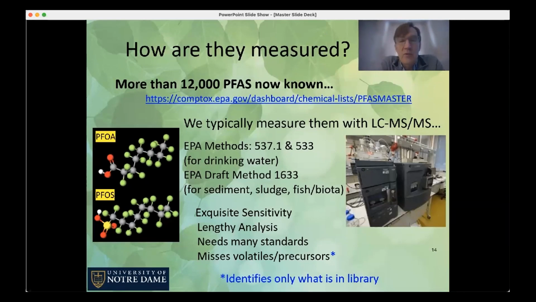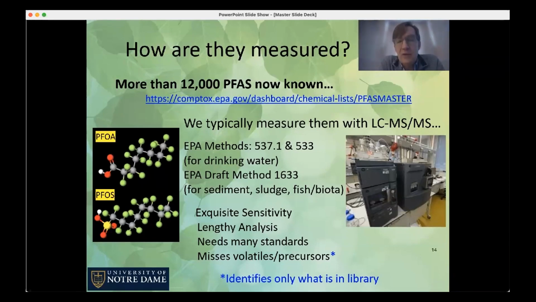And there's a new method out that's still draft stage, but is being used by commercial labs, called EPA method 1633, designed specifically for sediment, sludge, and fish and biota, sort of nastier matrices than drinking water. This instrument has exquisite sensitivity. It'll identify PFOA and tell it apart from PFAS, which the rest of us can barely do, looking at the pictures on the left. It needs lots of time and lengthy analysis, and it needs many standards.